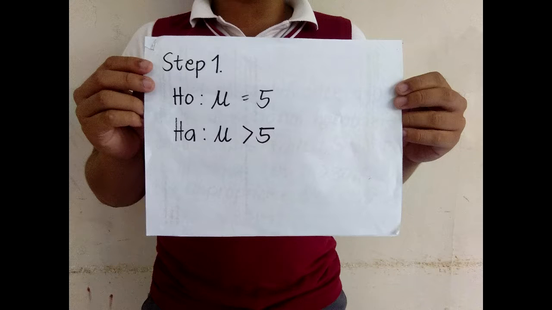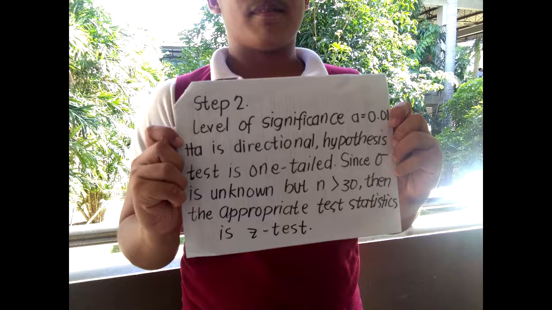Solutions. Step number 1. State the null and alternative hypothesis. This time, our null hypothesis is mean is equal to 5, while our alternative hypothesis is mean is greater than 5. Step 2. Identify the level of significance and the appropriate test statistic. Based on the problem given, the level of significance is alpha equal to 0.01. Ha is directional, hypothesis test is one-tailed, and since standard deviation is unknown, but n is greater than 30, the appropriate test statistic is z-test.